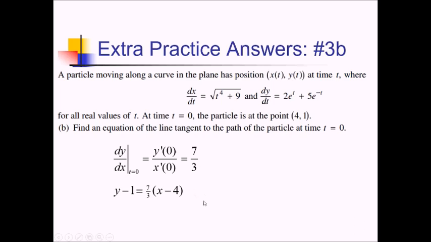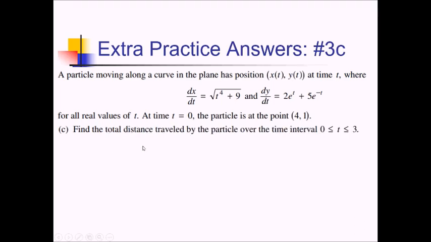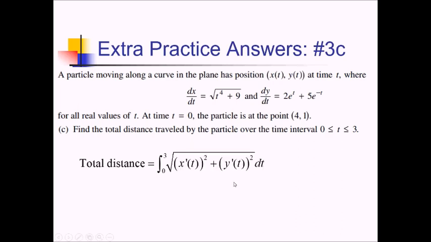We're done. For part C, they want us to find the total distance traveled by this particle from time 0 to 3. So for this, I basically need to integrate the speed of the particle over this interval. So I have the integral from 0 to 3 of square root of x prime squared plus y prime squared, and we'll have a dt for the differential and all that. So I can just do all of this on the calculator now, since x prime and y prime are already defined up there.